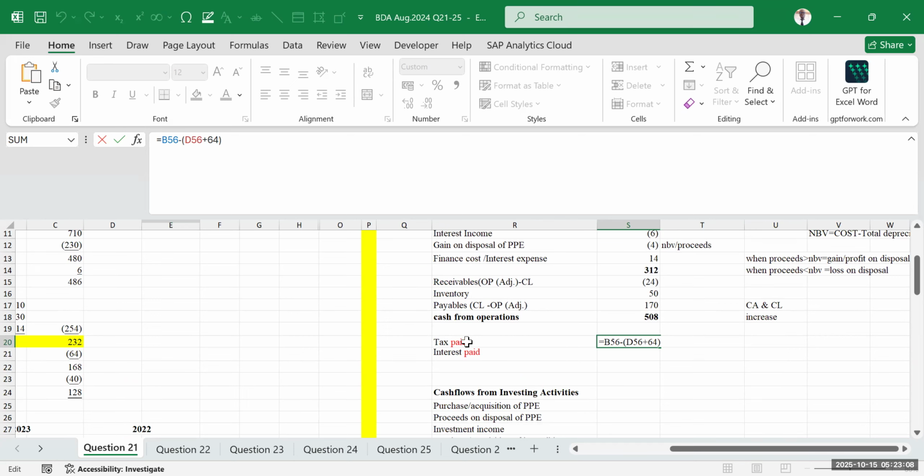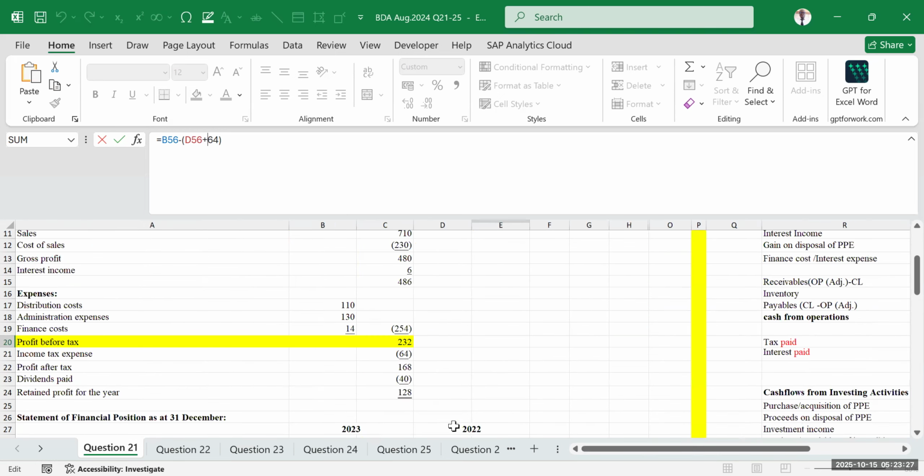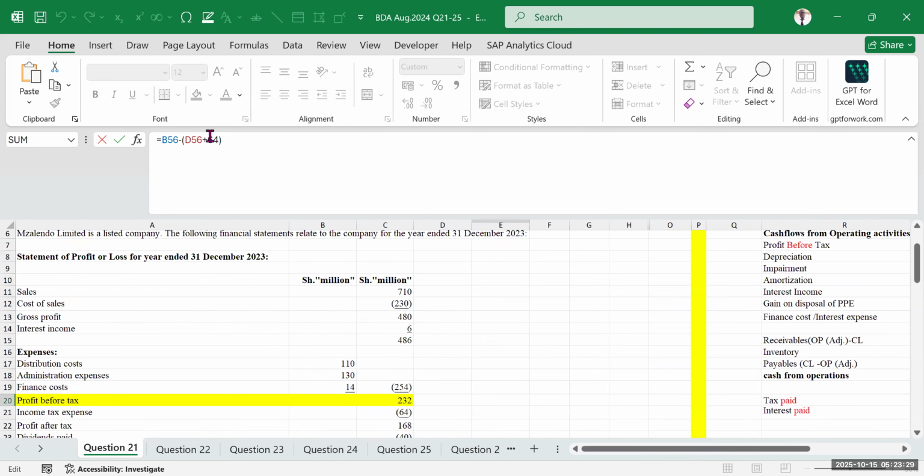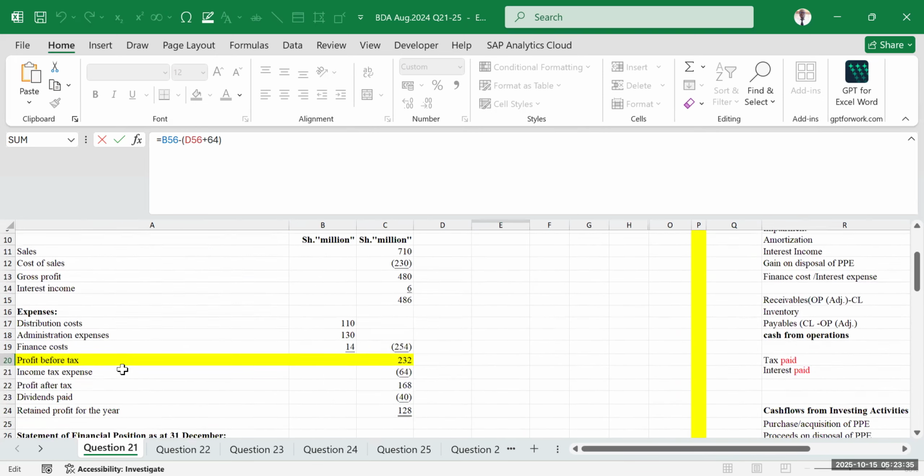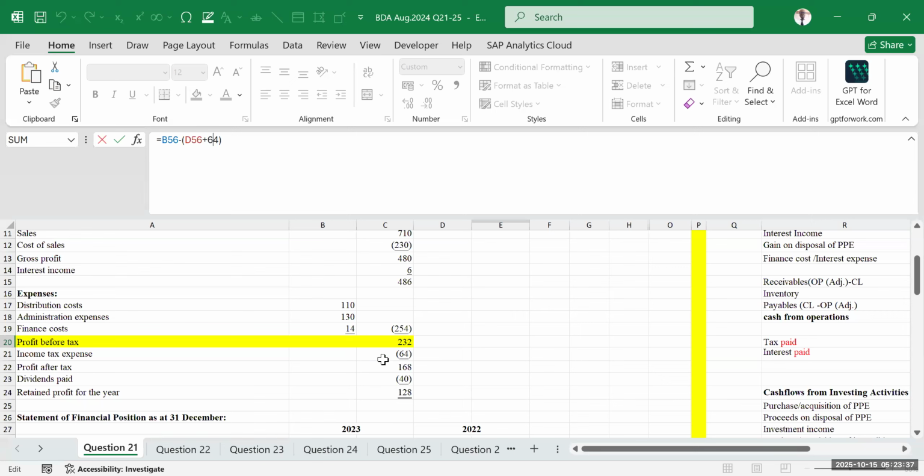You must adjust tax and interest because you must have a tax charge for the year in the income statement. And again, you must have an interest or finance cost charge for the year in your income statement. That's why that adjustment will be mandatory in all the cases if you meet a question on cash flow statement. So the adjustment here was the tax charge for the year. You look at our income statement and you see there was an income tax expense charge for the year, which was 64 million.